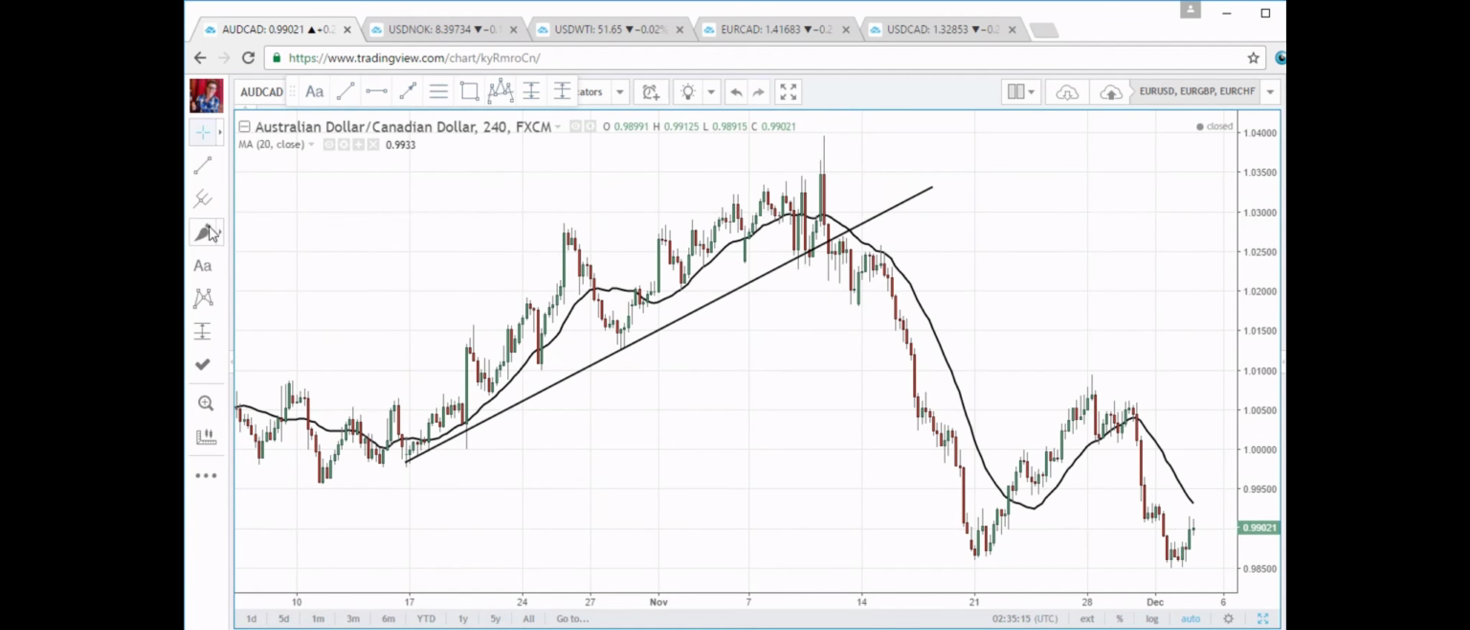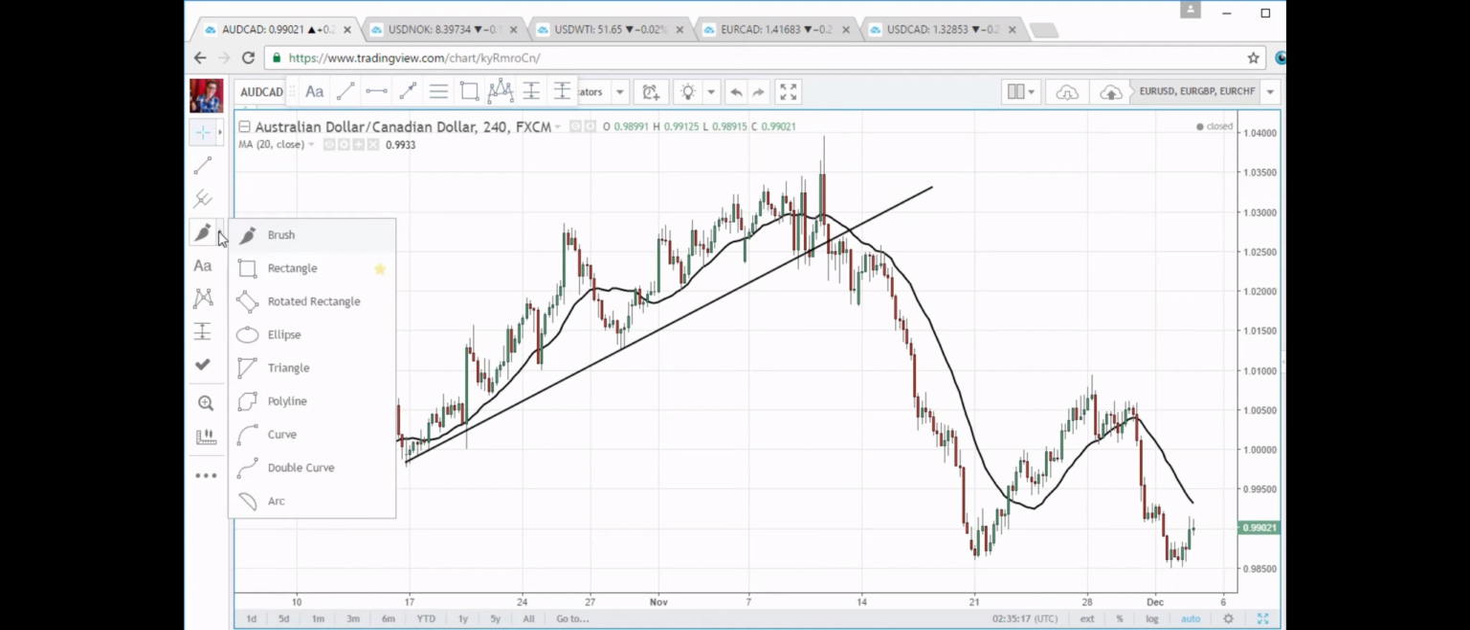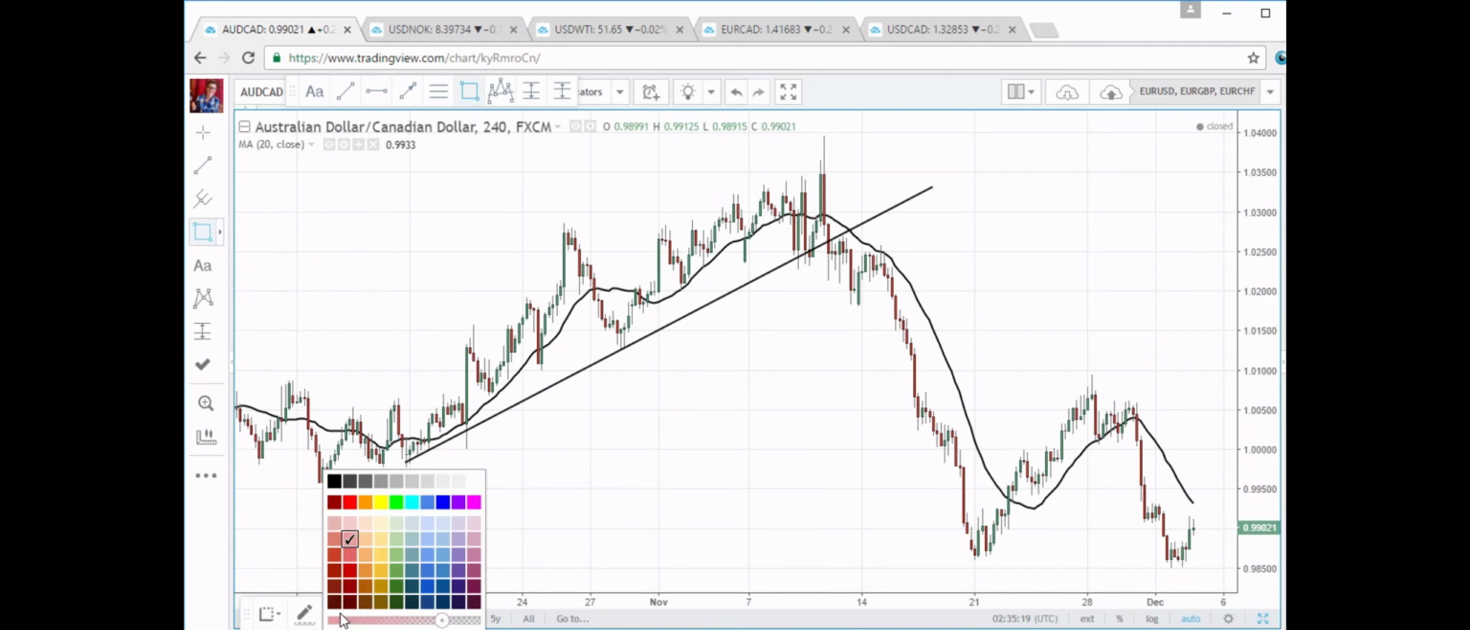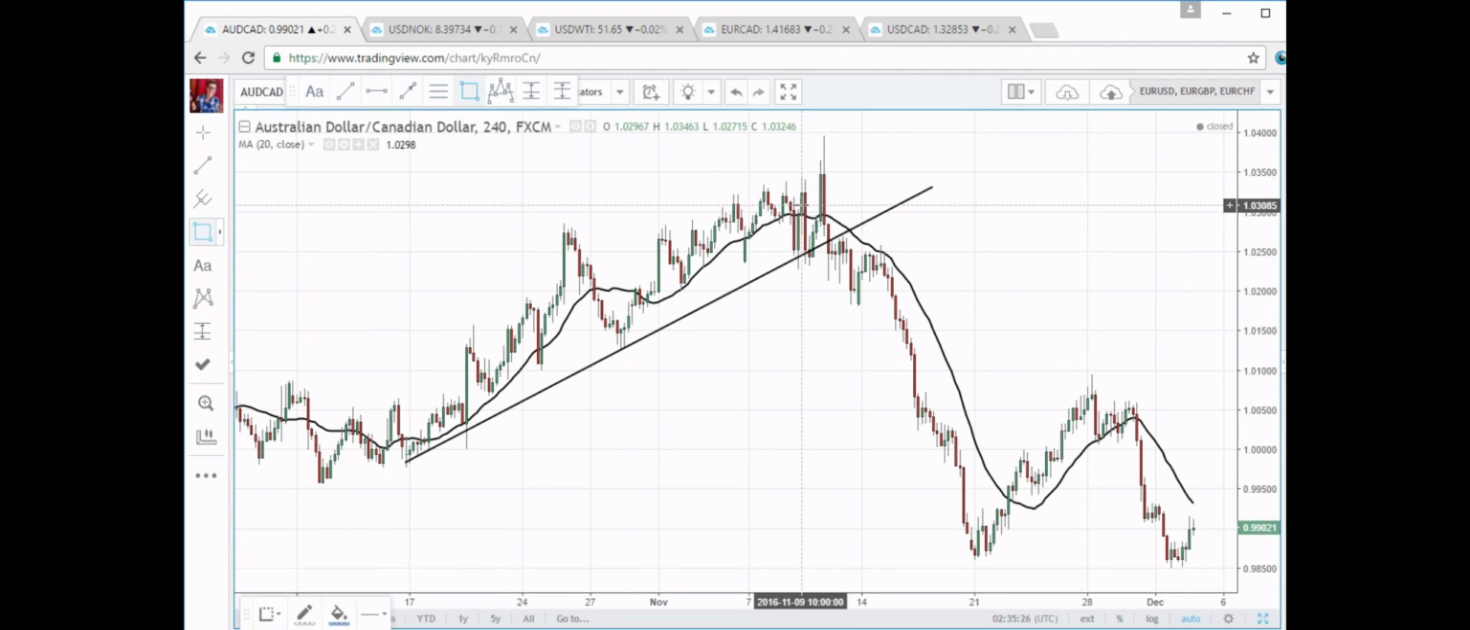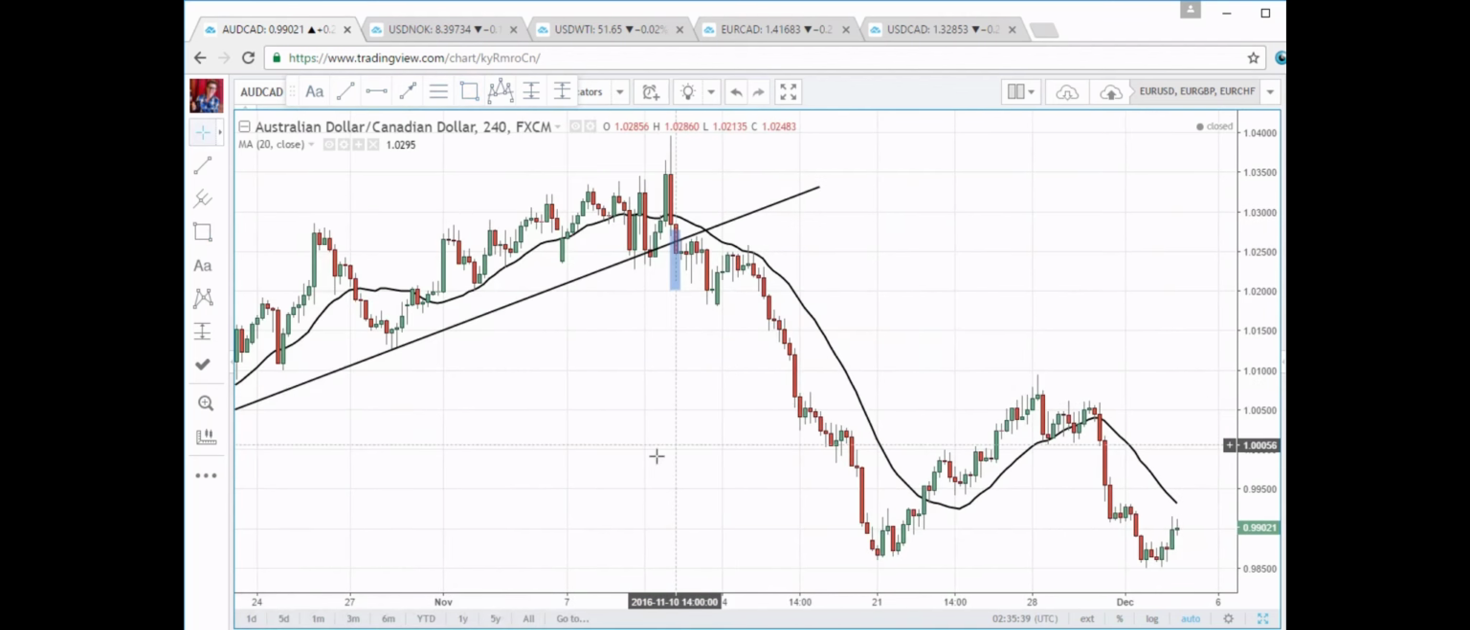And I will mark the entry points here with such a rectangle tool. Let me get that a little bit darker so it stands out. And so the first entry opportunity that we usually discuss is when we have a good break below this trend line, which happened then here on this candle. We broke very nicely below the trend line.